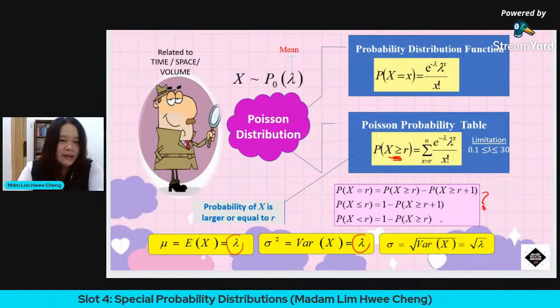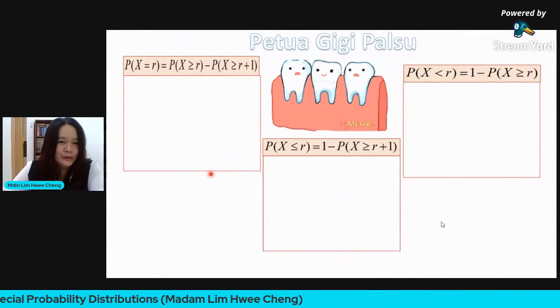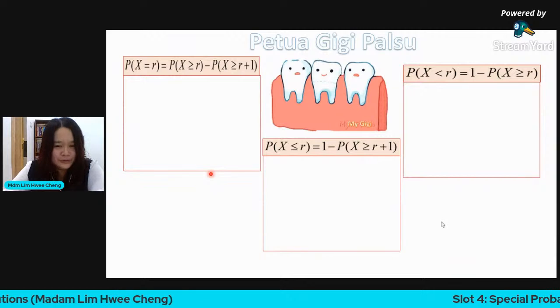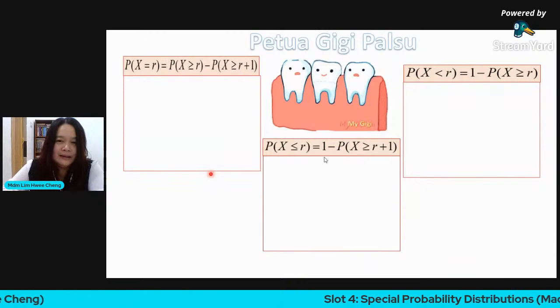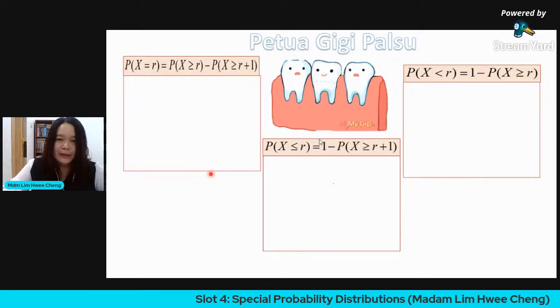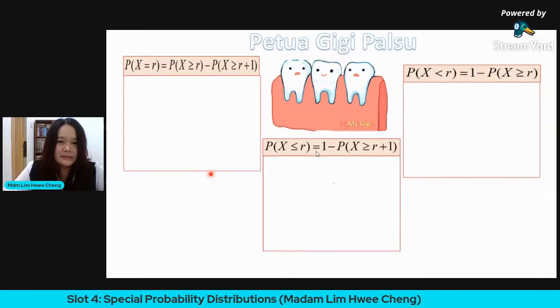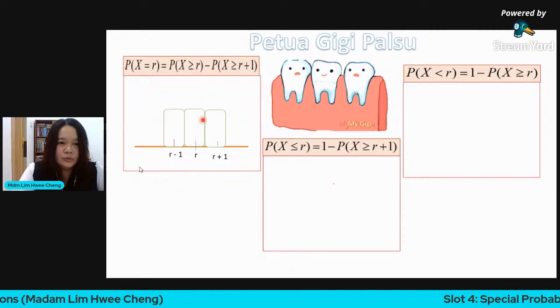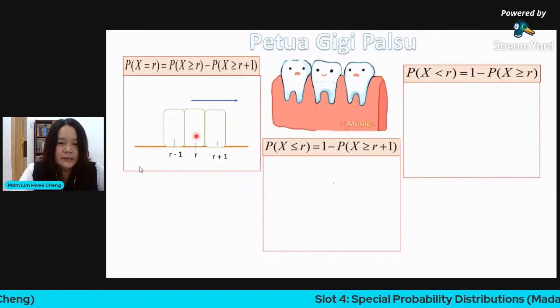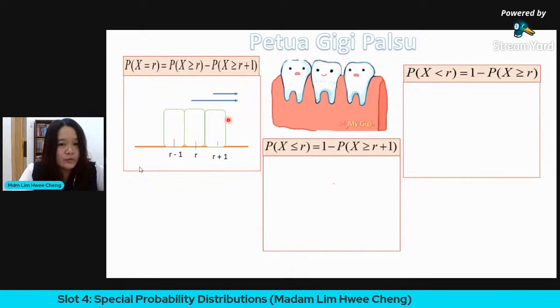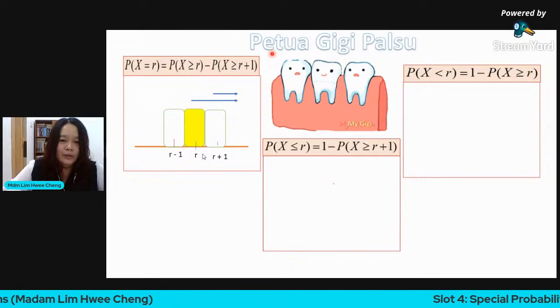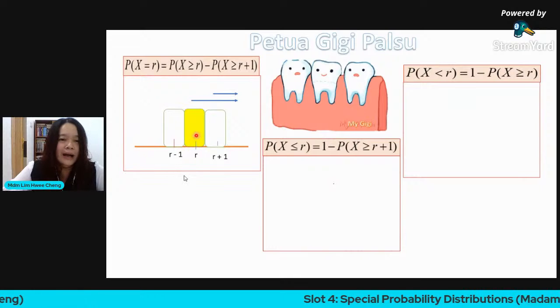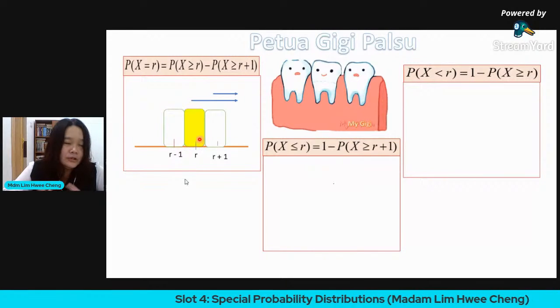Just now I mentioned how to do this or memorize this easily, so I will teach my students a trick that I created, called the gigi palsu trick. Gigi palsu, dentures, is one piece by one piece, the same concept as the discrete. For example, to find the probability of X equal to r, I use the probability of X greater or equal than r, subtract the probability of X greater or equal than r plus 1. When I subtract, I get the probability of X equal to r only. Very easy, you no need to memorize.